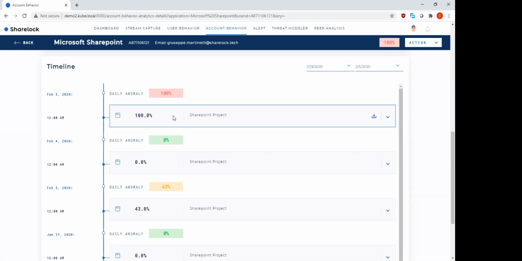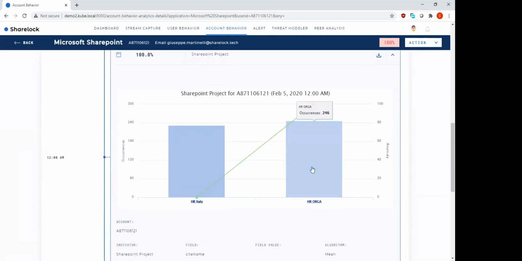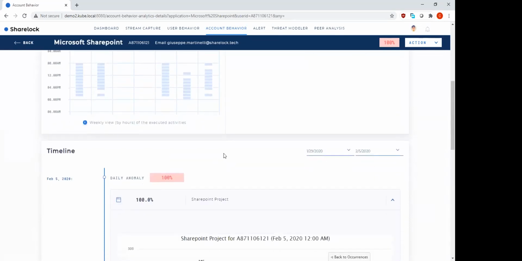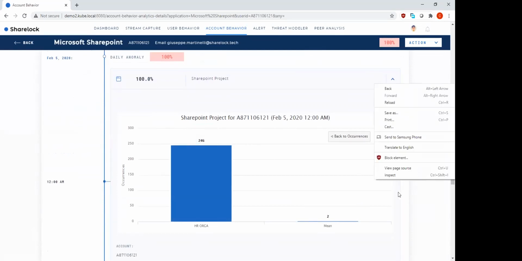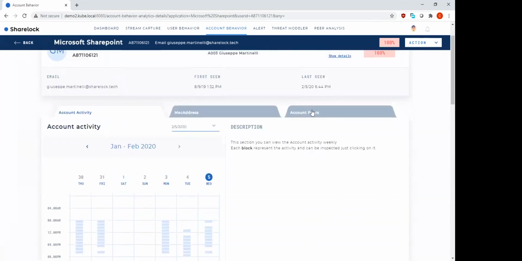As we can see, this account on February the 5th received an anomaly score of 100%. Going deep into the indicator, we can see that this account has access to the SharePoint HR Orga folder, and it usually accesses it with an average of 2 times a day, but on this particular day, it accessed it 246 times.